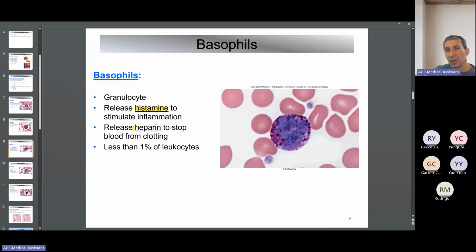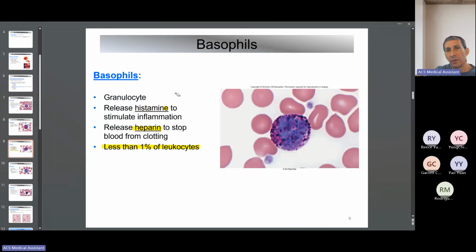Then these cells also produce heparin. This is the natural heparin inside our body. What is the purpose of heparin? It stops blood from clotting. They don't allow the blood to clot inside our arteries or veins. There is a very small amount within the blood, about 1%. So those will be the basophils.